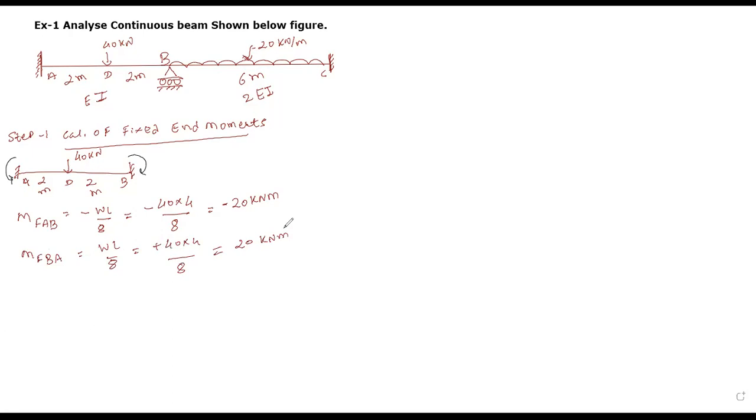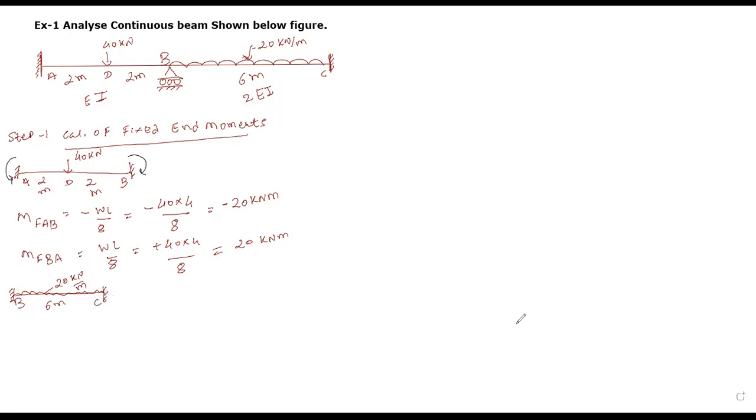Now next, for span BC, same procedure. Consider the BC span separately and calculate the fixed moments. Clear? So this is your BC span. It is subjected to a uniformly distributed load throughout its span. The value is 20 kilonewton per meter. Length is 6 meters. So this is your point B. This is your point C.